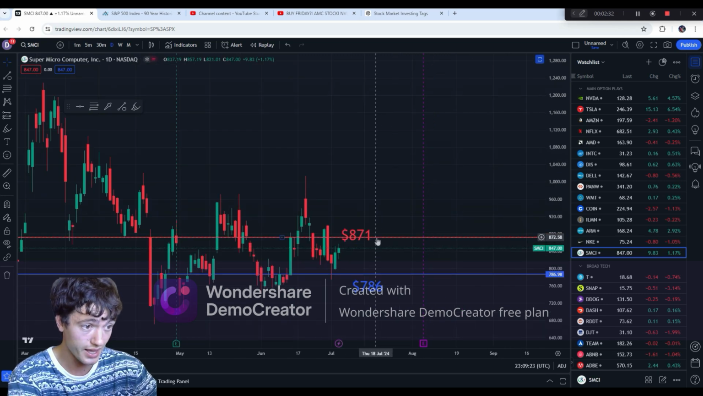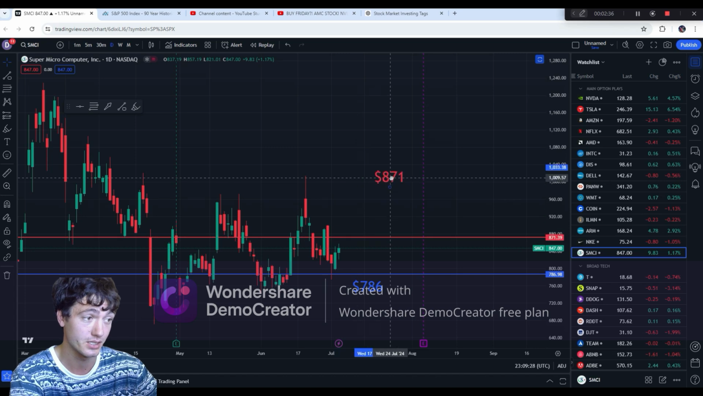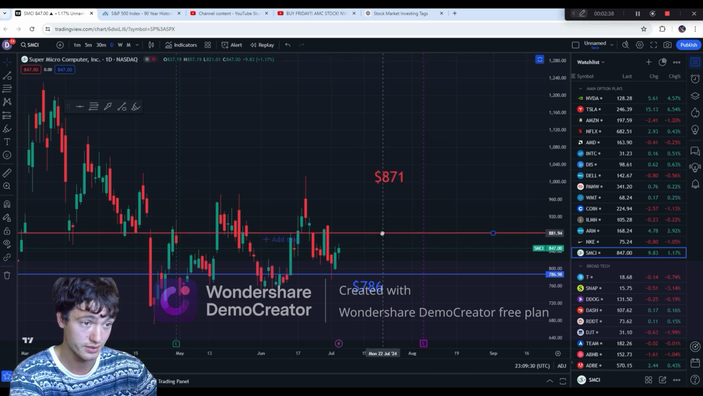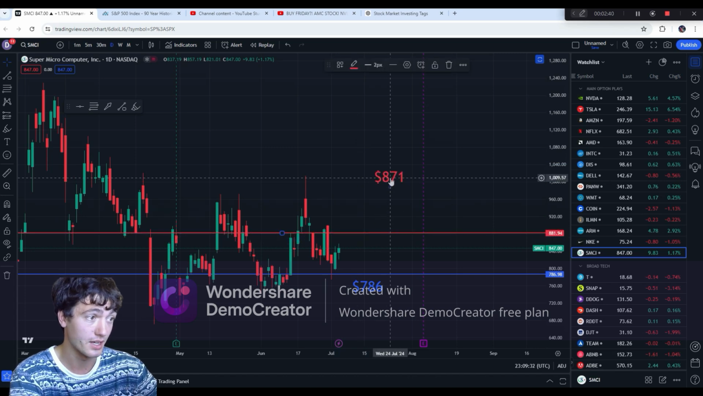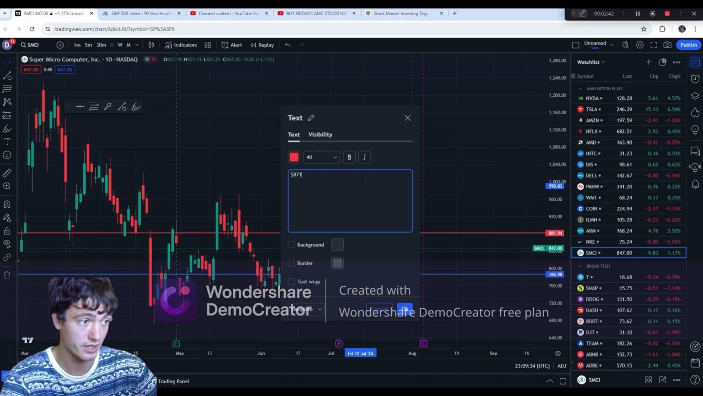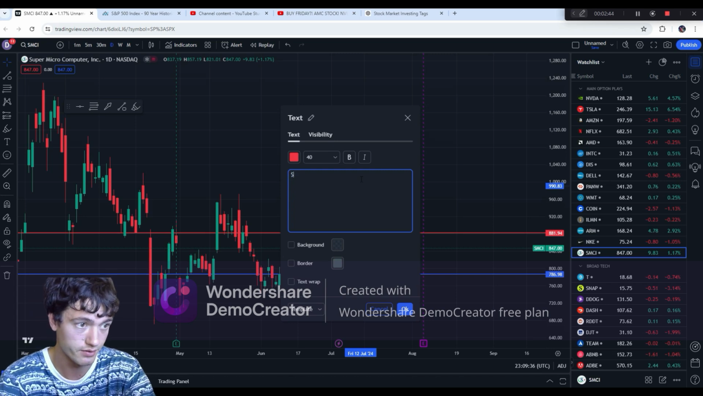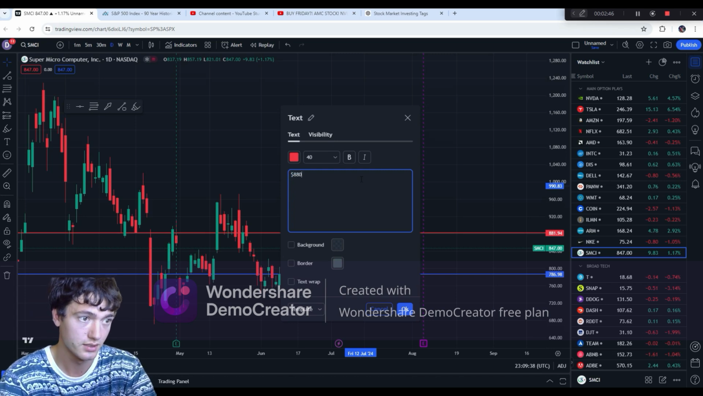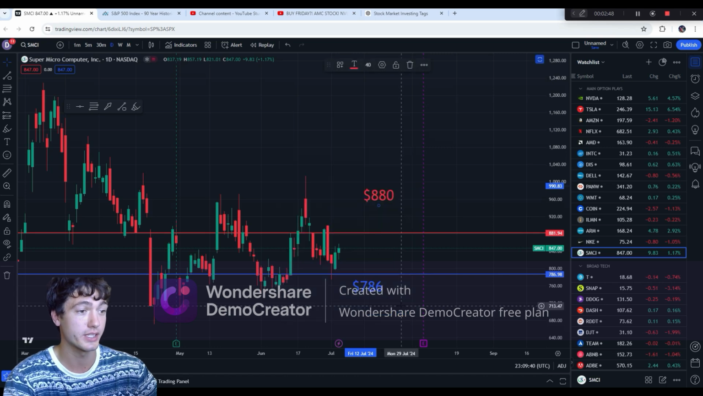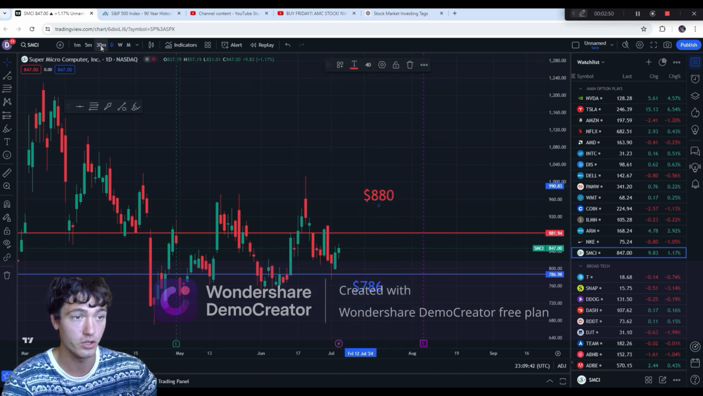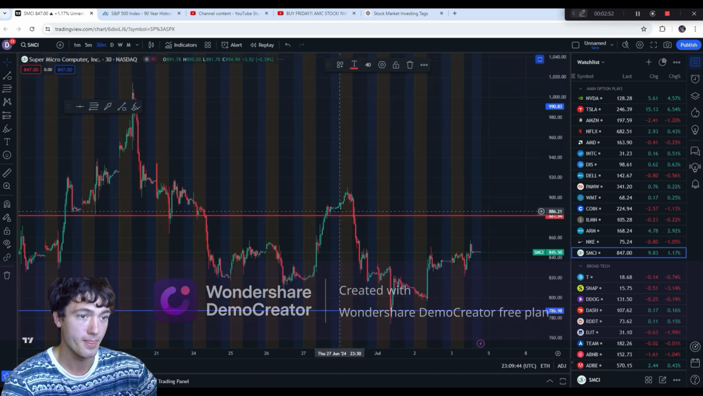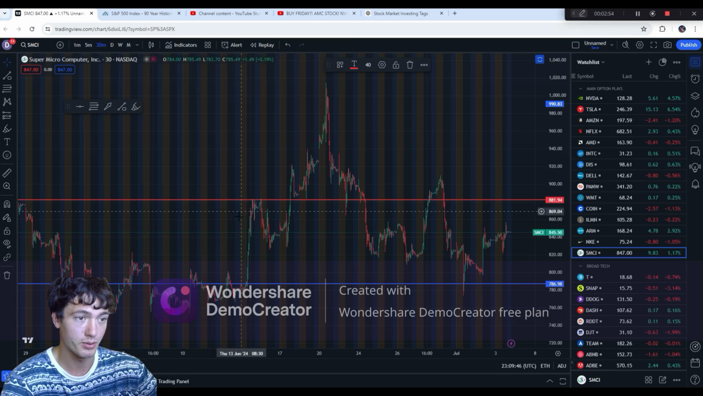So SMCI has support at 786 and resistance for me at 880. So 880 resistance. How do I find this resistance? Well, let's go back here. Let's go to the 30-minute chart. Price went up here. It did not want to break. It shot down. It went up here again.